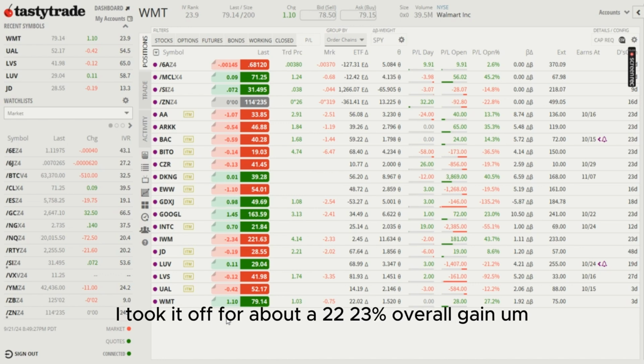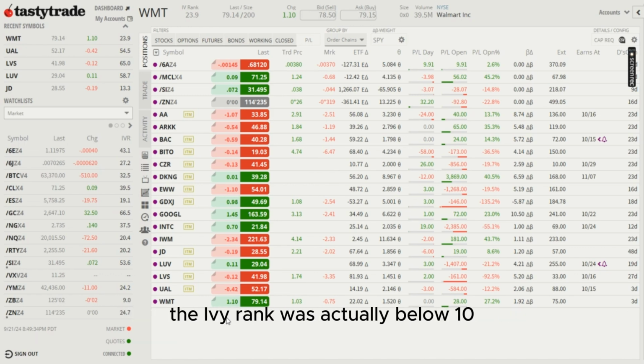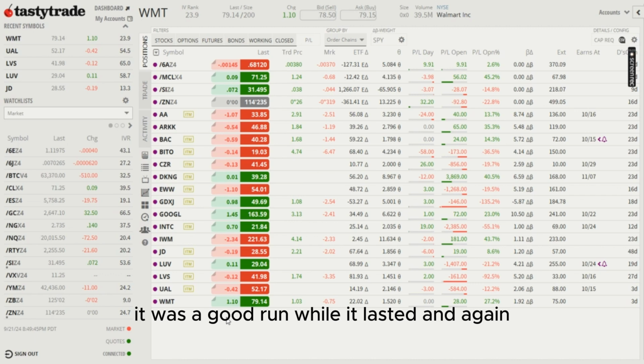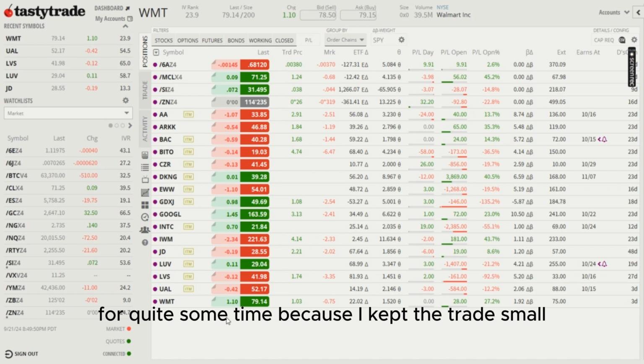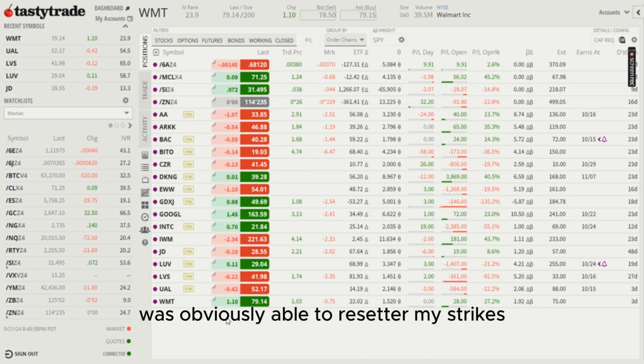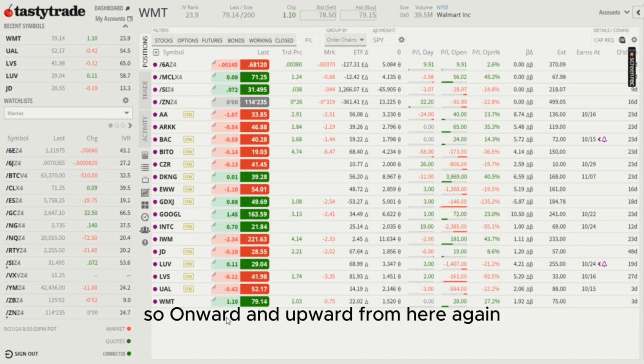I took it off for about a 23% overall gain. The reason why I did that was because the IV rank was actually below 10. I think it was in the mid 8s, like 8.5 or 9.2, 9.3. And it was just time for me to take it off. It was a good run while it lasted. I was able to stay in this position for quite some time because I kept the trade small. I just limited it to 1 contract. So I was able to roll that trade, was obviously able to recenter my strikes, put up the good fight, and we won. We won that fight. So onward and upward from here.